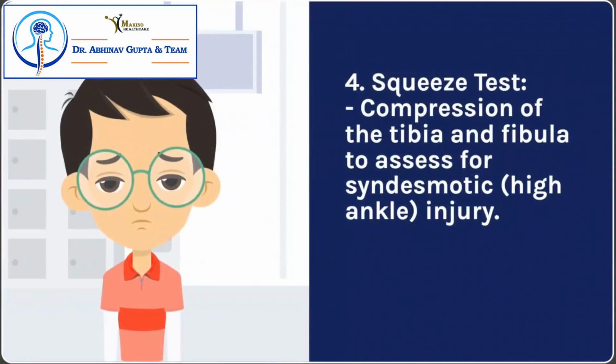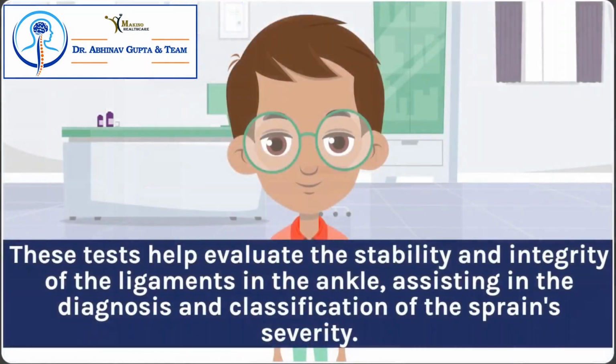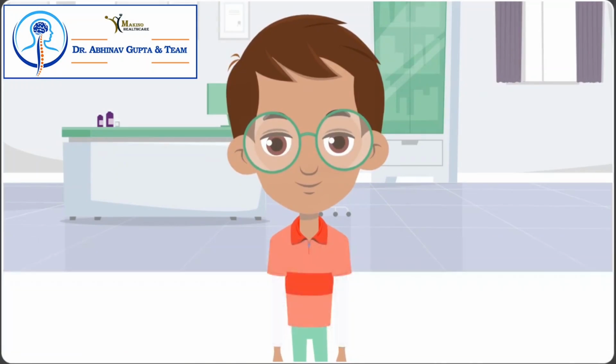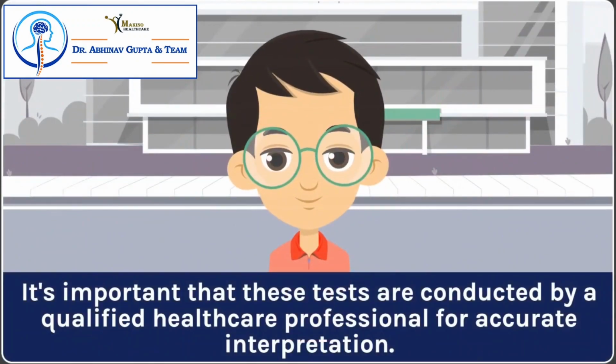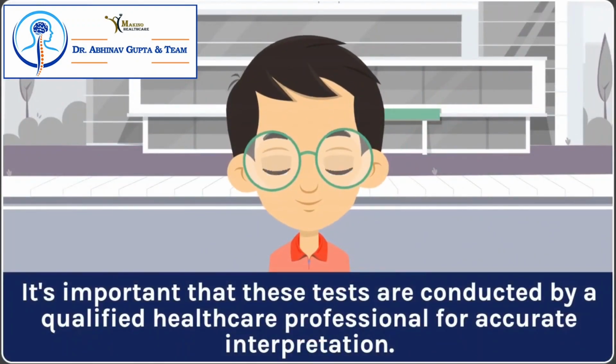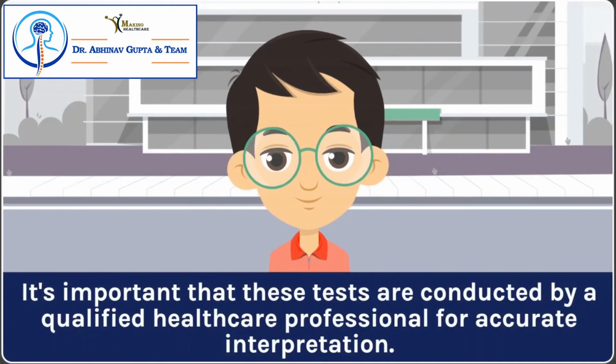4. Squeeze test. Compression of the tibia and fibula to assess for syndesmotic, high ankle, injury. These tests help evaluate the stability and integrity of the ligaments in the ankle, assisting in the diagnosis and classification of the sprain's severity. It's important that these tests are conducted by a qualified healthcare professional for accurate interpretation.